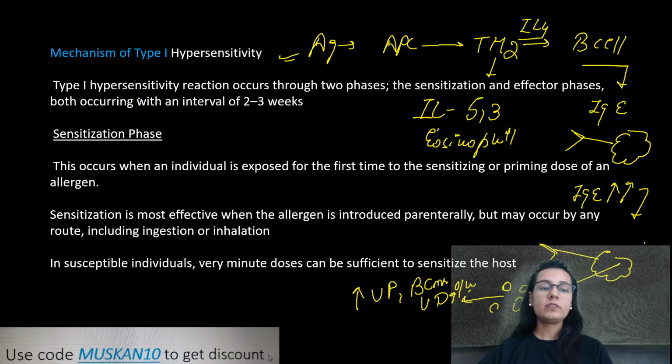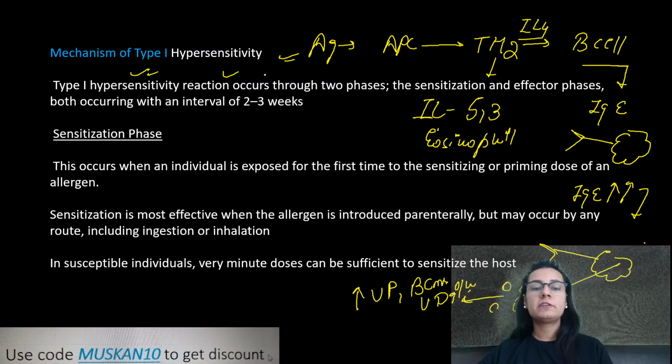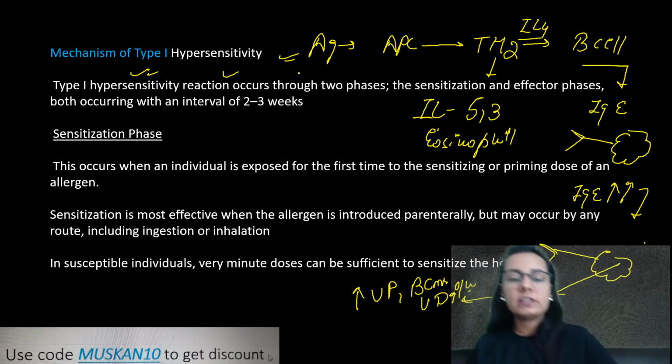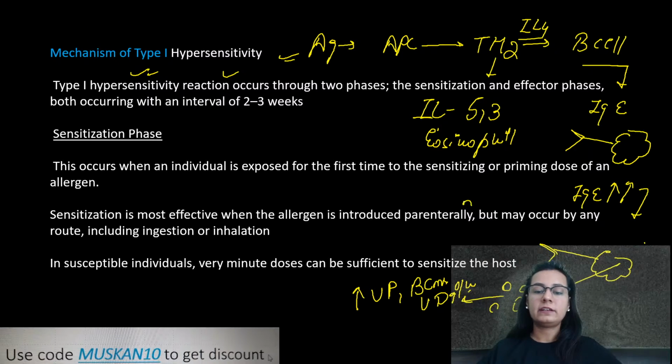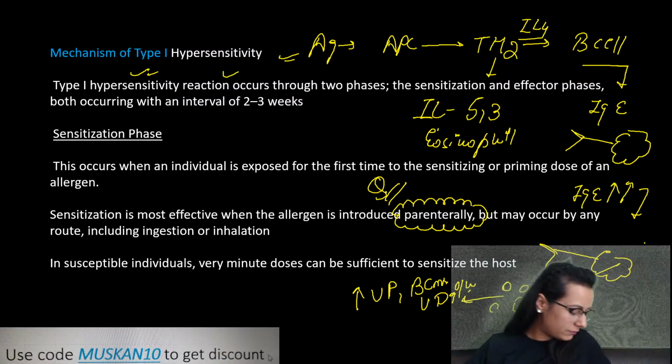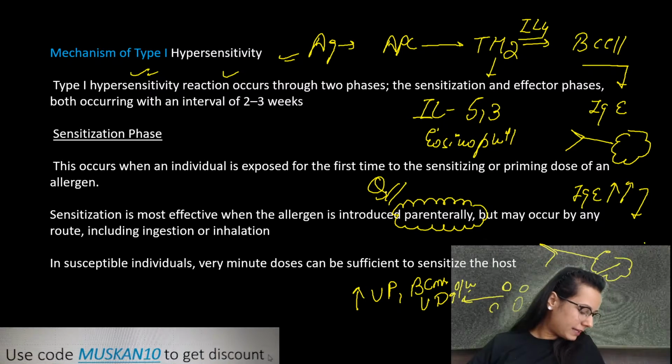ठीक है. So, type 1 hypersensitivity reaction occurs in two phases, sensitization and the effector phase. Sensitization phase हमने देखा जब individual first time is exposed to the priming dose of any allergen or antigen, and it is most effective when the allergen is introduced what? Parenterally. Okay, so this is also a question that it is most effective when introduced what? Parenterally.